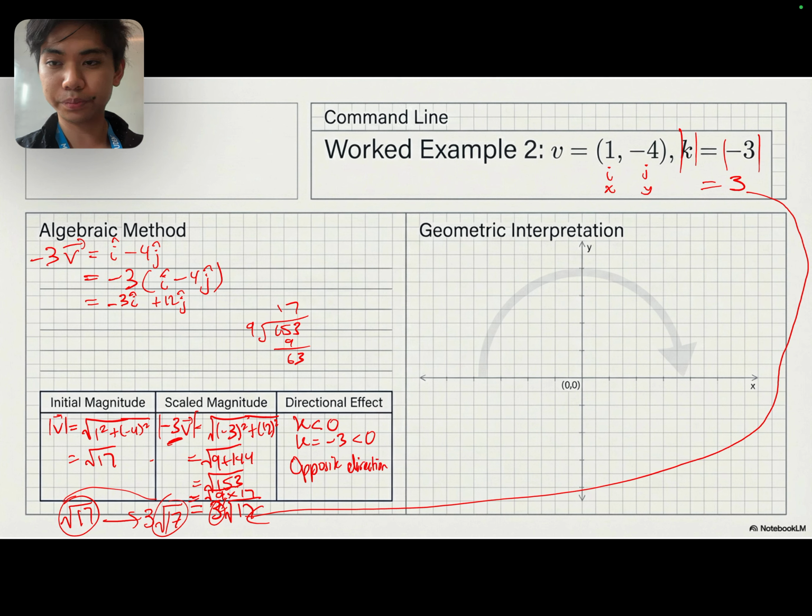I'll just show you. Our original vector was 1, -4, okay, and our new vector is -3, 12. So 2, 4, 6, 8, 10, 12 is going to be up here, so that's going to be somewhere there. You can see that we are essentially going in the opposite direction now, and we have scaled up our length by 3, okay?